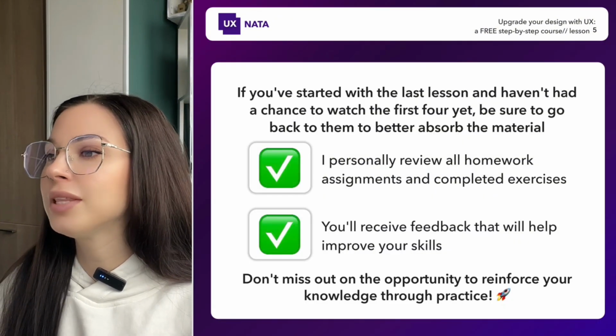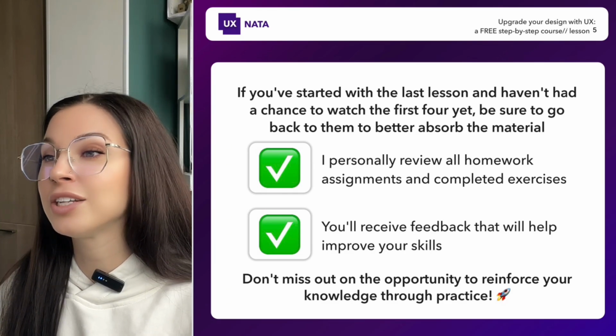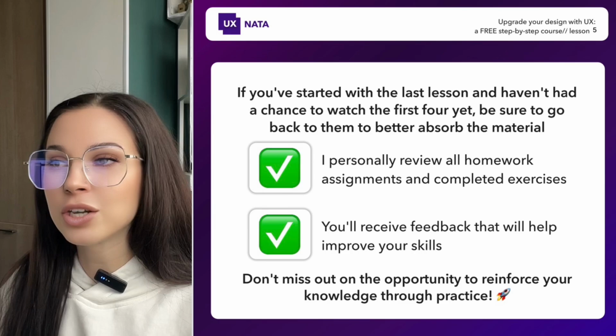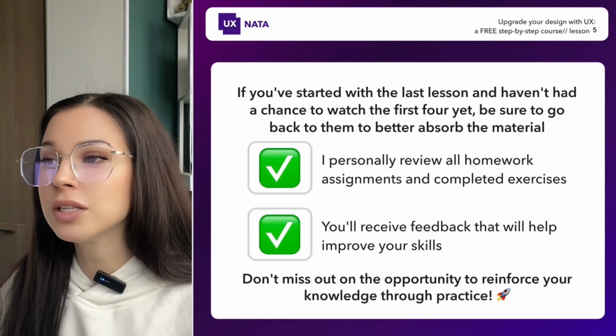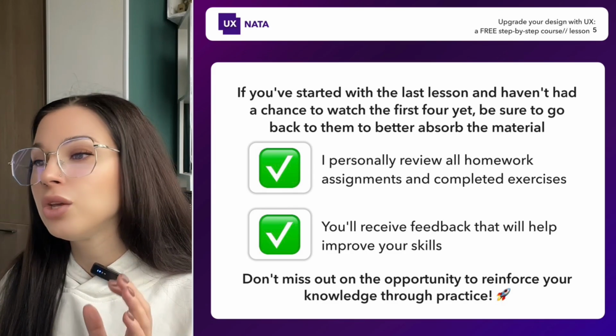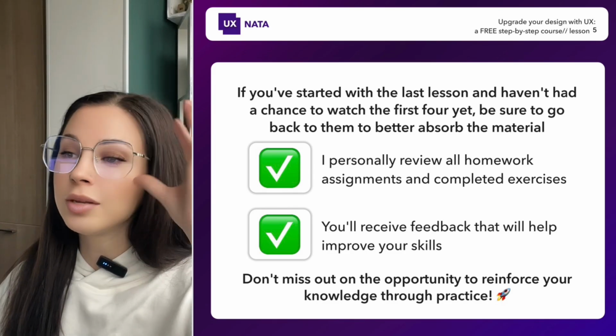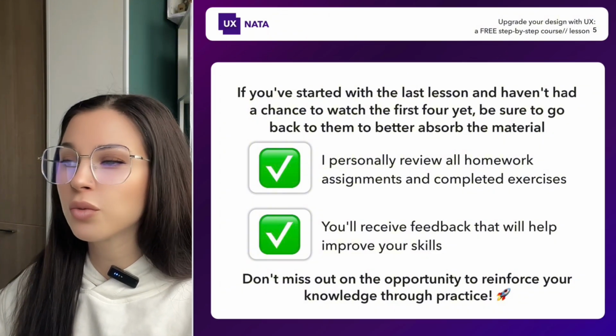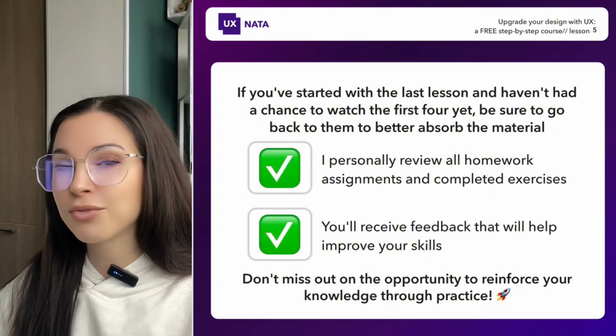So if you started with the last lesson and haven't had a chance to watch the first three yet, be sure to go back to them to better absorb the material. I personally review all homework, assignments, and completed exercises. You'll receive feedback that will help improve your skills. Don't miss out on the opportunity to reinforce your knowledge through practice.